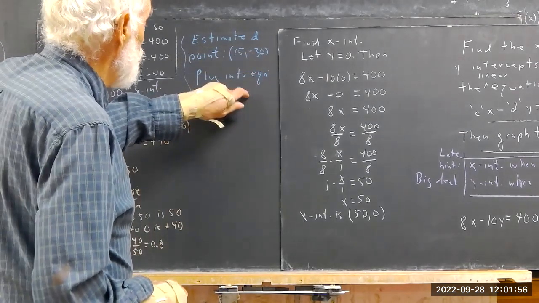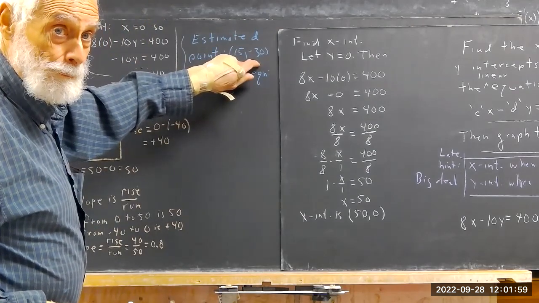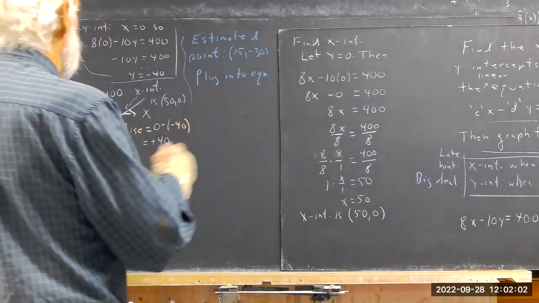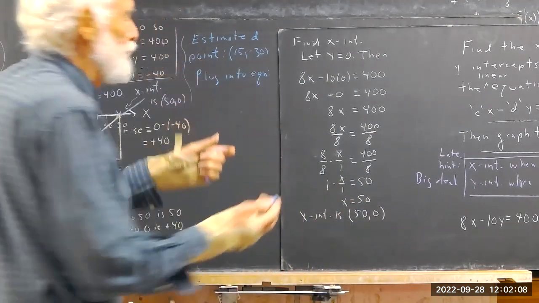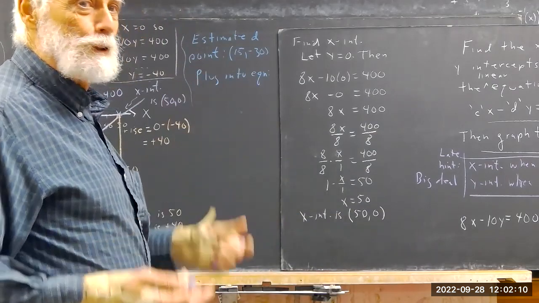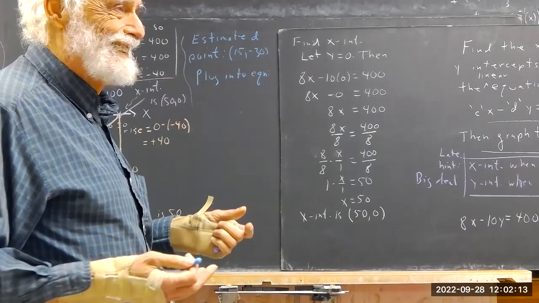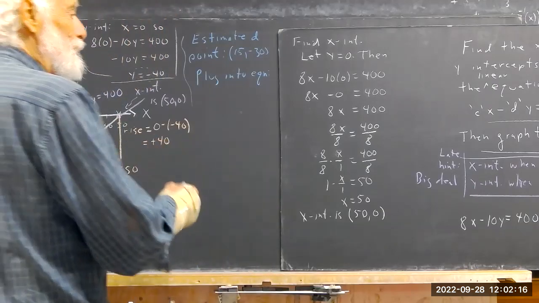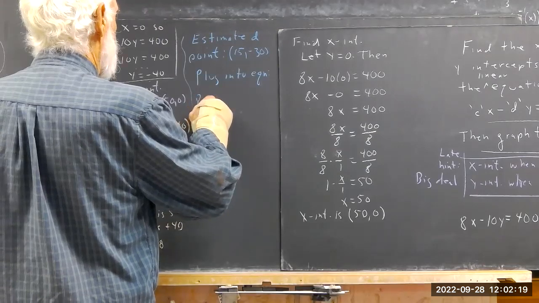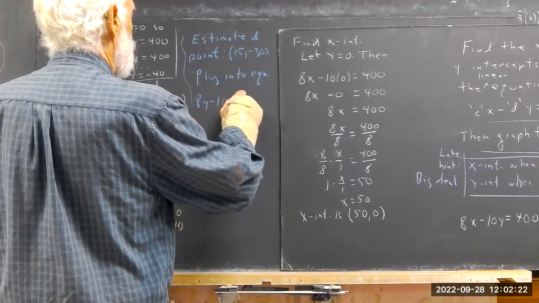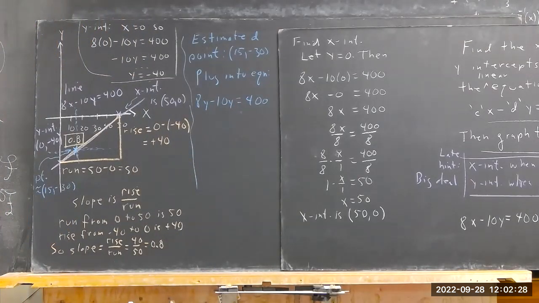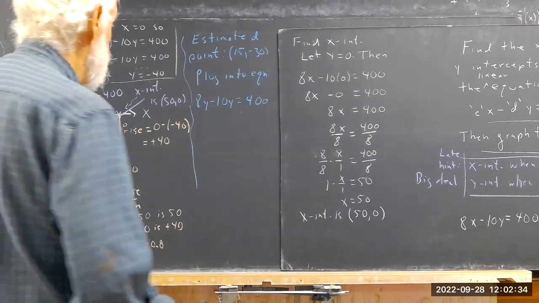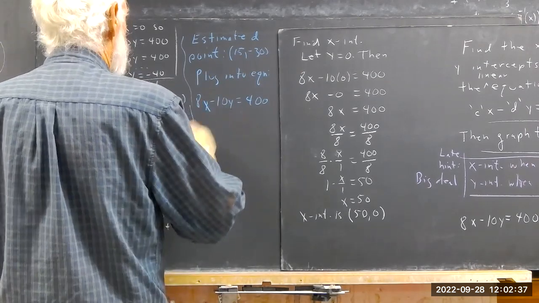We're plugging these numbers into the equation. This is x and this is y. Well, the equation is what? That's the equation we've been working on all along. As I told people, they're trying to plug these numbers into their equation. You say, no, no, I'm being really generous, letting you use my equation. So use my equation, which was 8x minus 10y equals 400, because that's the equation that gave us this line. It's 8x minus 10y equals 400.